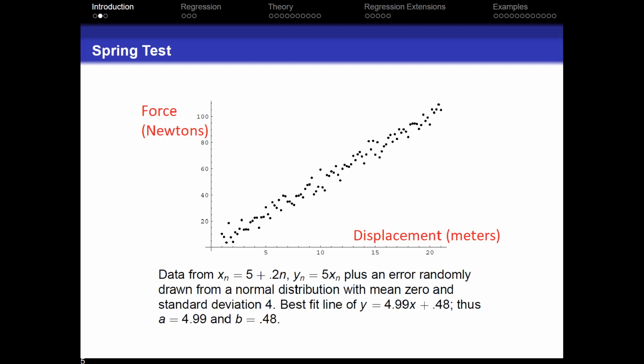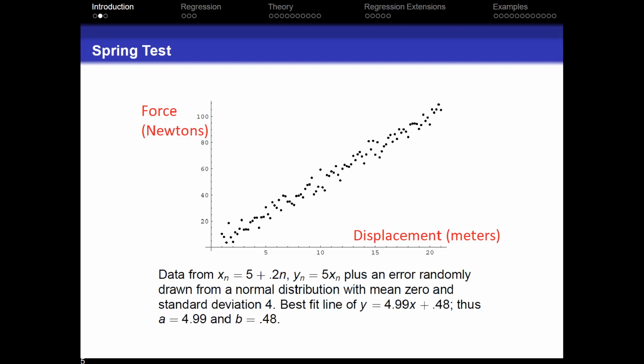So when we calculate the best fit line using the method of least squares, we'll get 4.99x plus 0.48. Is that close to y equals 5x? Which do you think I'm doing better on, the slope or the intercept? The slope. So we're doing a great job on the slope. 4.99 versus 5. Come on, that's absolutely fine. The intercept, not so much.